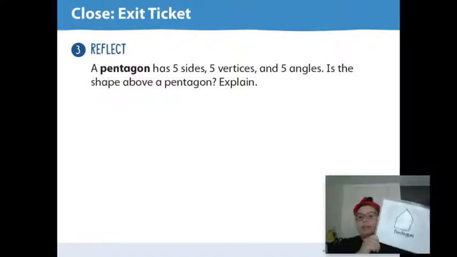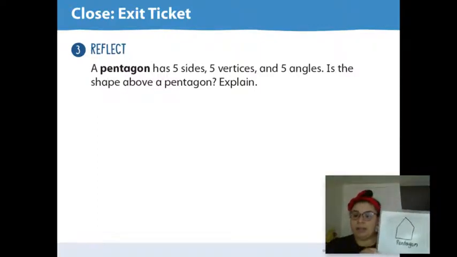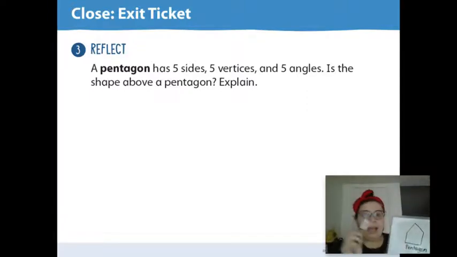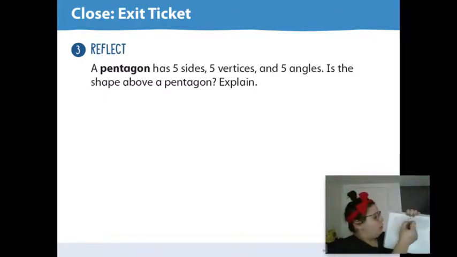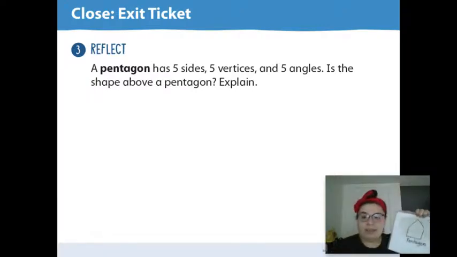Okay, so I drew my pentagon. I even labeled it pentagon. So let's see. It has 5 sides, so I'm going to count the sides. 1, 2, 3, 4, 5. Okay, so I'm going to do one check. Has 5 sides. Okay. Let's see. It has 5 vertices. Let's see. 1, 2, 3, 4, 5. Hey, it has 5. Now let's see angles. 1, 2, 3, 4, 5.